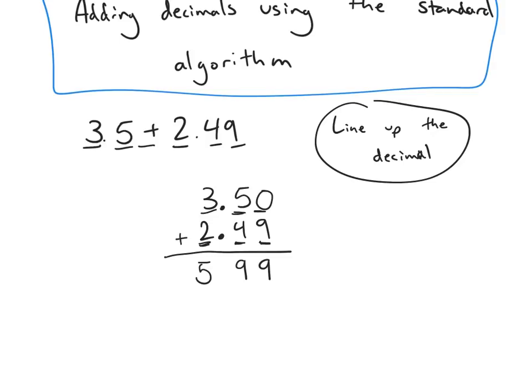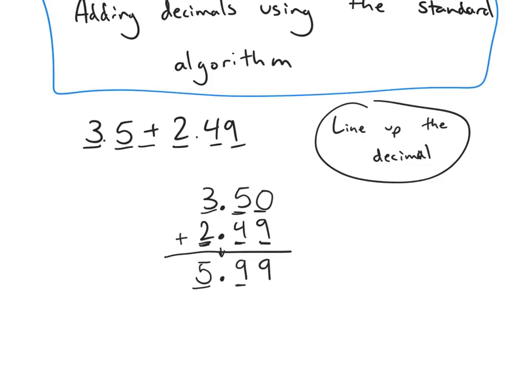We also want to make sure that we bring down the decimal. It's going to stay in the exact same spot. It's going to split our ones place and our tenths place. So you can see that we get the same answer, 5 and 99 hundredths, as we did in the previous problem. Let's go ahead and try one more example.